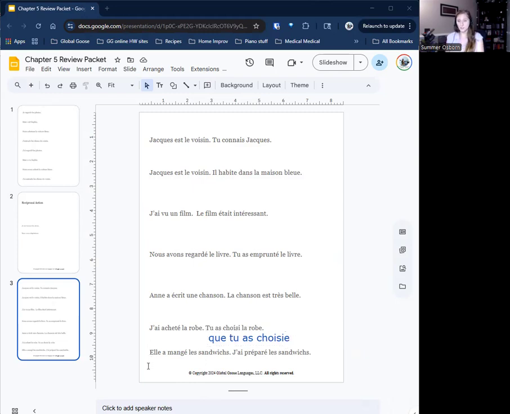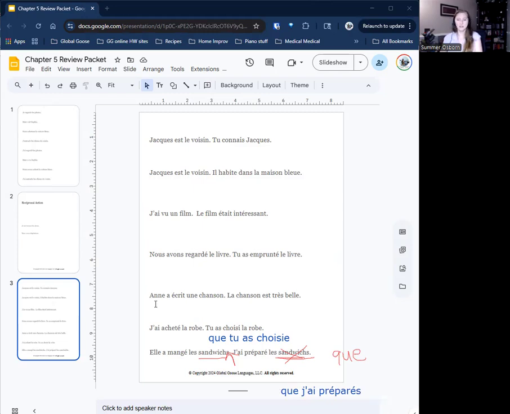Elle a mangé les sandwichs. J'ai préparé les sandwichs. Sandwich is mentioned twice. In the second phrase, it is the direct object. Therefore, I will use que for direct objects. But que needs to go right after the first time I said les sandwichs. Okay. Elle a mangé les sandwichs que j'ai préparés. But how do we spell que j'ai préparé? We're going to put an S on that because sandwich is plural. All right. So pretty simple.